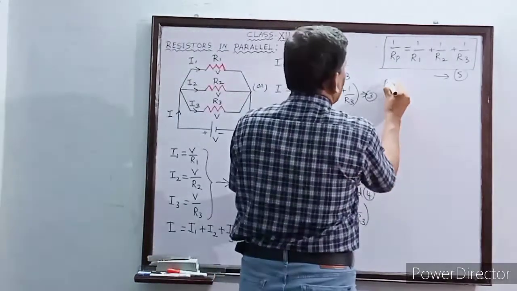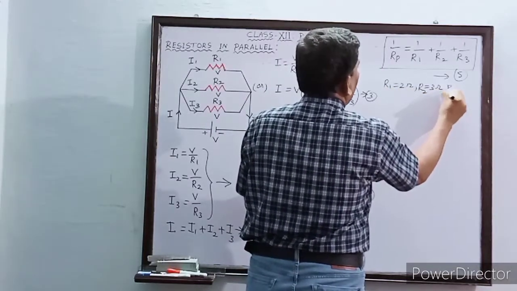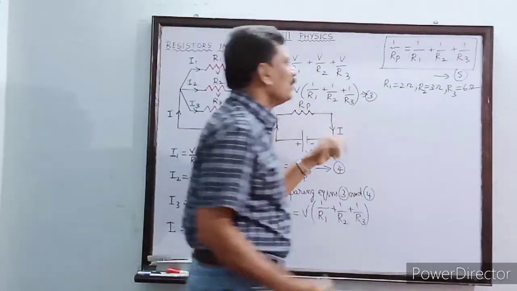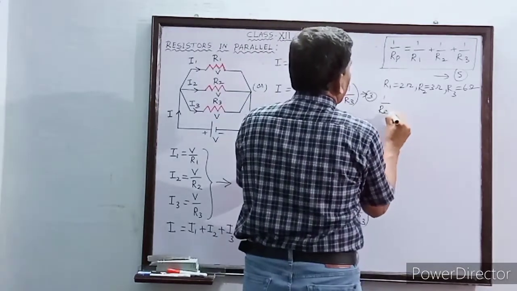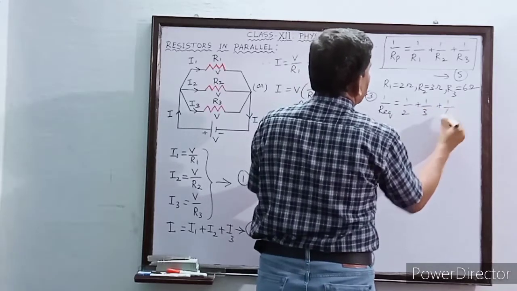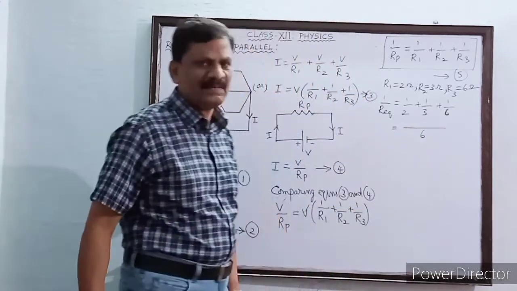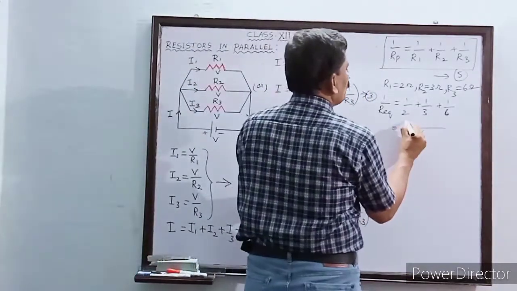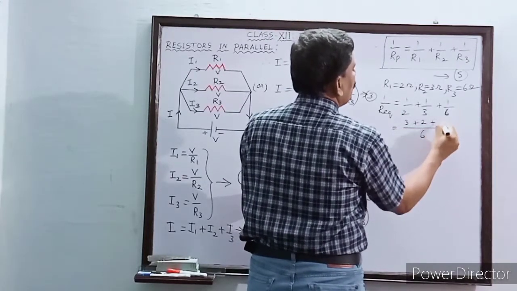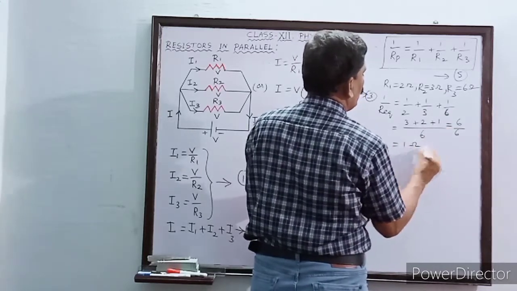Now you take some different values as before. R1 is equal to 2 ohm, R2 is equal to 3 ohm, and R3 is equal to 6 ohm. Now, shall we find the equivalent resistance? So 1 by R equivalent is equal to 1 by 2 plus 1 by 3 plus 1 by 6. The LCM is 6. So this is 3 into 1 plus 2 into 1 plus 1 into 1 over 6, that is 6 divided by 6, equal to 1 ohm.